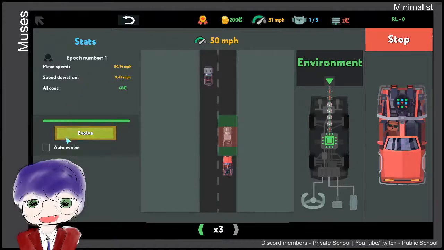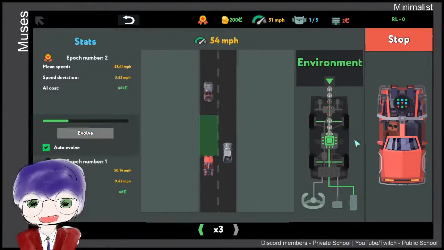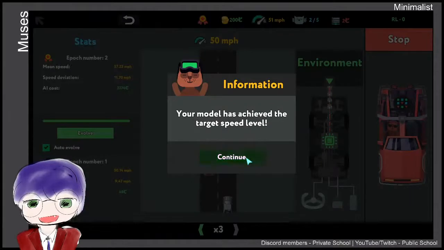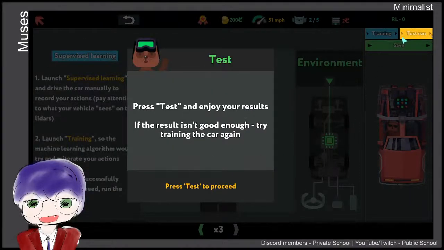Mean speed deviation AI call. What does auto evolve mean? No idea what it just did.